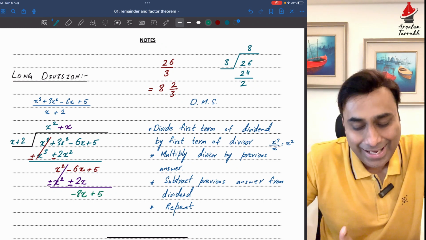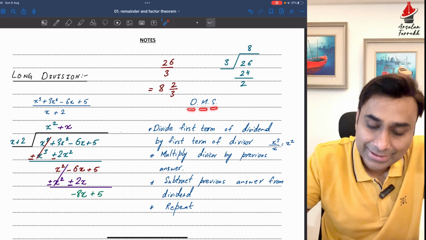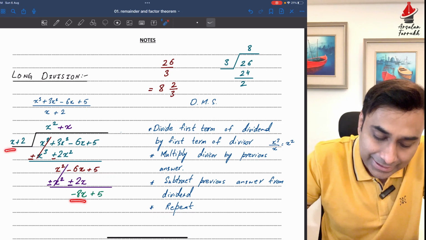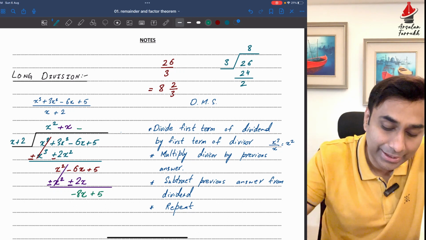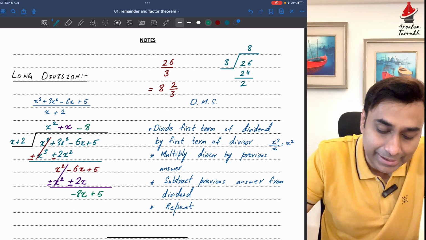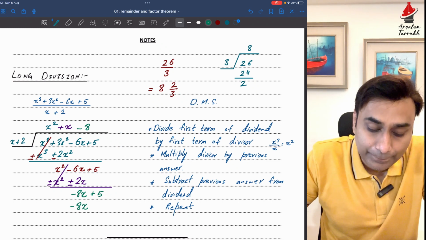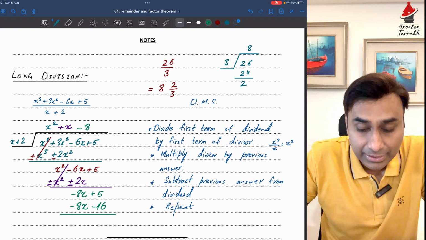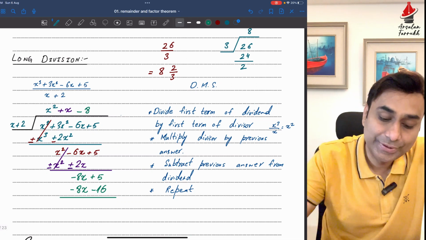Now I have to do the same step again. Divide, multiply, subtract. First I do divide, which means I divide minus 8x by x. So when I divide minus 8x by x, what do I get? I get minus 8. x times minus 8 gives you minus 8x, plus 2 times minus 8 gives you minus 16. So you have done division, you have done multiplication, and the next is to do subtraction.